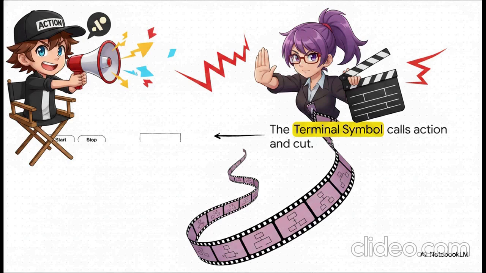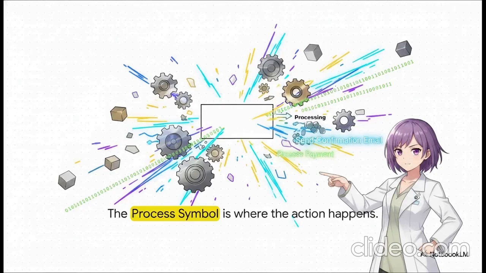No exceptions. Next up is the process symbol, shaped like a good old rectangle. Honestly, this is your action star. The process symbol represents arithmetic calculations, data movement, or any executing operation that changes a value, form, or location. Basically, if a task is actually getting done, something like send confirmation email or process payment, it goes right inside the rectangle. This is where the real action of your sequence takes place.